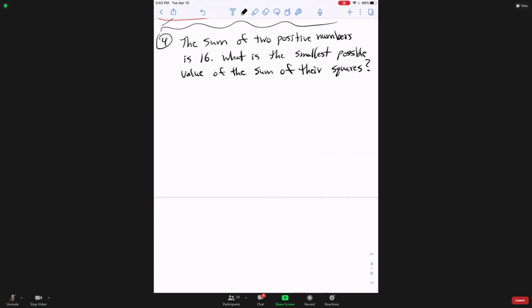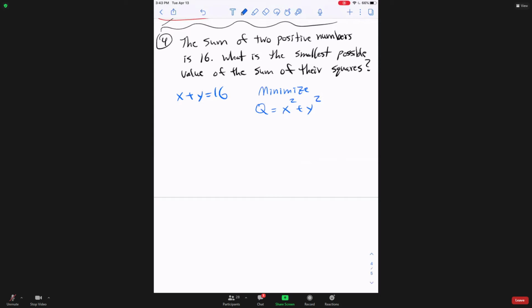Okay, so you got to come up with your equations here. The sum of two positive numbers is 16. All right, so x plus y equals 16. What is the smallest possible value? All right, so again, you're minimizing. I got to pick a letter. I use Q a lot because another book that I used Q for quantity. Smallest possible value, Q, is equal to the sum of their squares. So what you're trying to minimize here is your primary equation.